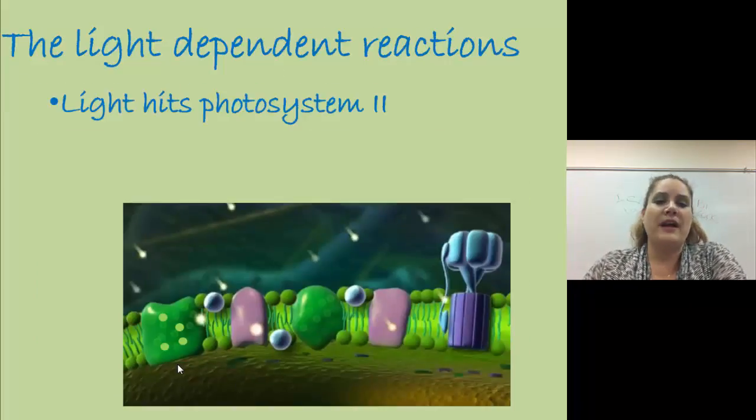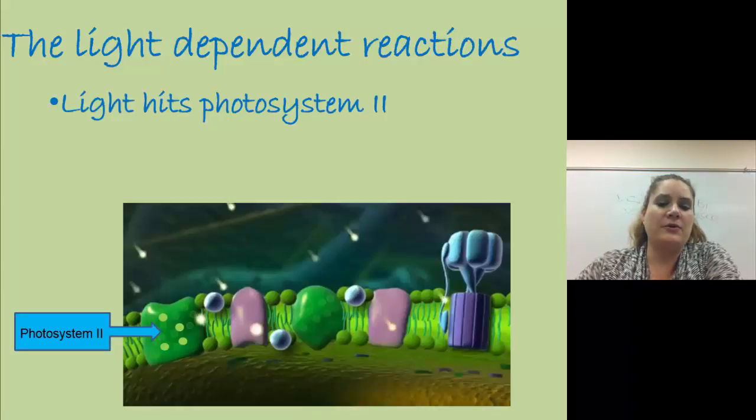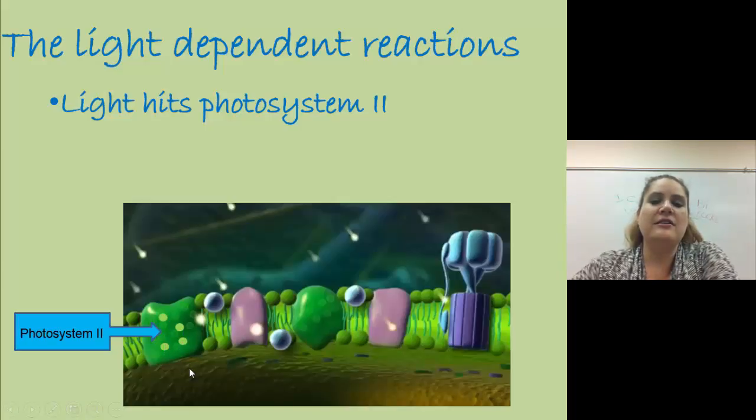So the light-dependent reactions start when light hits photosystem 2. This guy is photosystem 2. This big green glob is photosystem 2. See these little tiny green guys? Those are electrons. So photosystem 2 is basically just a bunch of chlorophyll molecules and a bunch of proteins, enzymes, that are hooked up in there, creating this little glob of awesomeness that's going to work together.